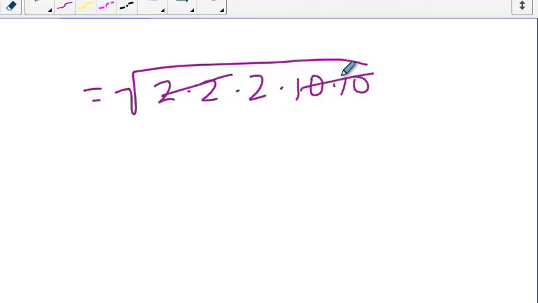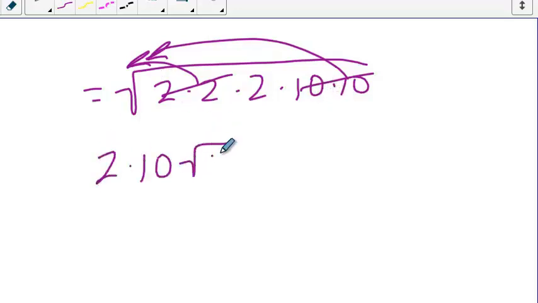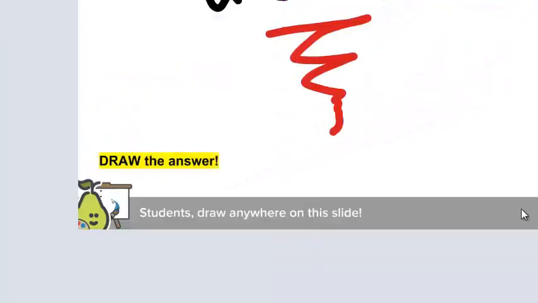Double 2's, double 10's come out. If you did it all the way down, you would have 5 2's and 2 5's, right? So whenever I bring those out, I have 2 times 10. Radical 2 is left, so 20 radical 2. All right.